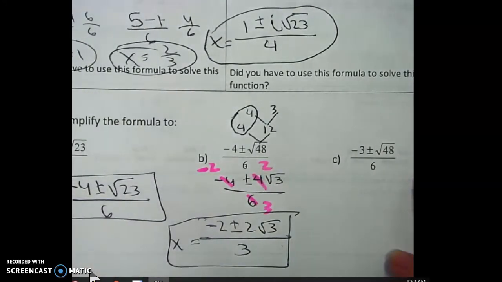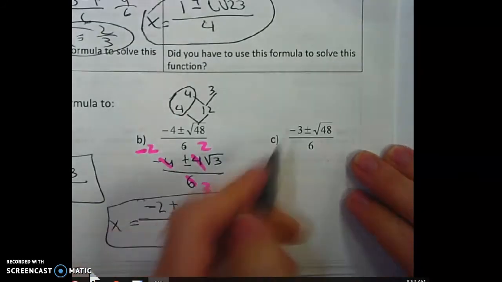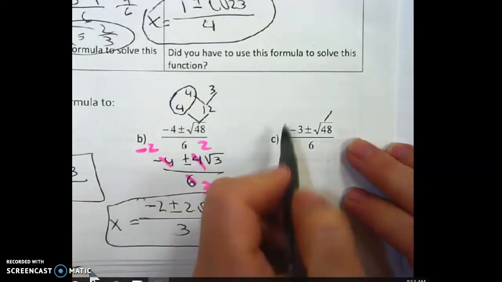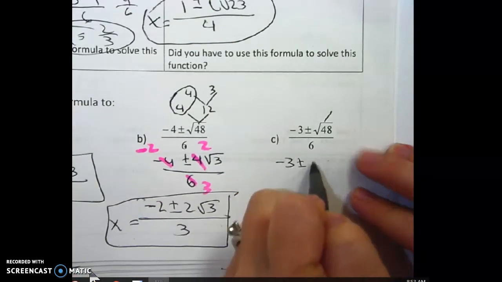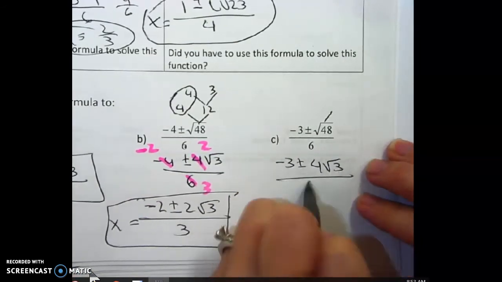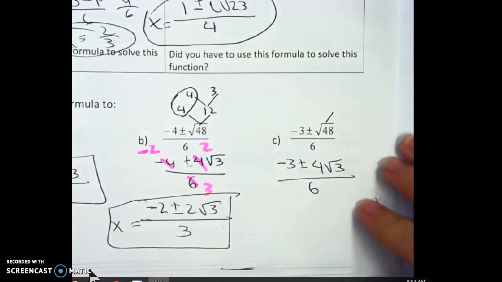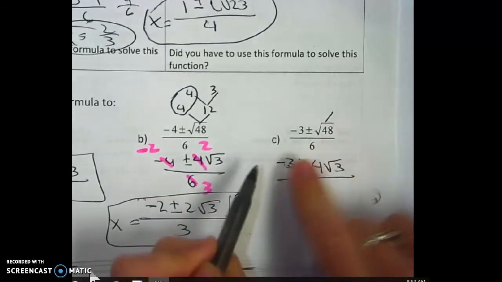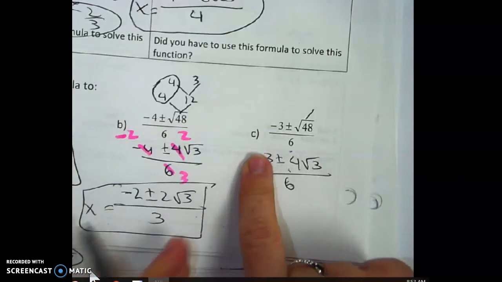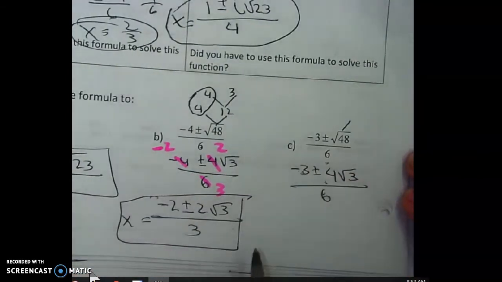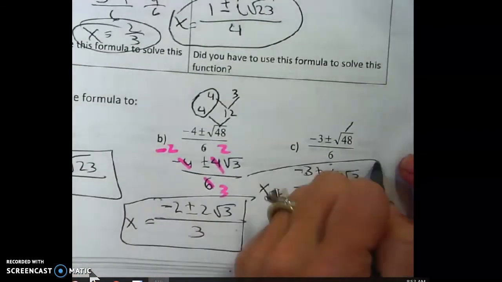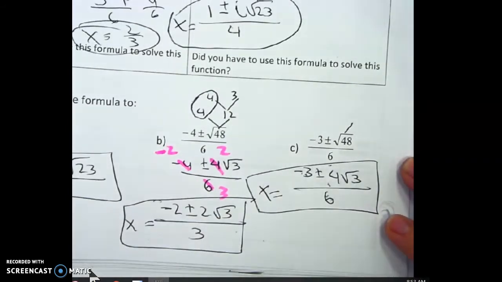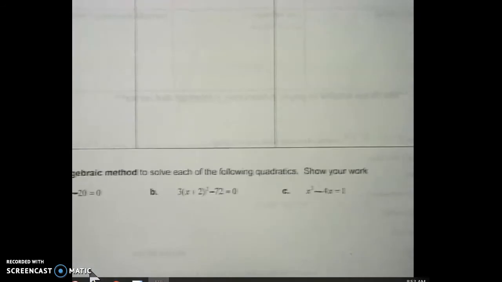Okay. Now let's look at this one. Same thing, tree, tree, tree. It's the same number, so we know it's going to be negative 3 plus or minus 4 rad 3 over 6. Why am I going over that one? Because here's a common mistake. You go, oh, I can divide this one by 3, and I can divide this one by 2. No. If they don't all divide by the same thing, you are done. Okay, that's the lesson.